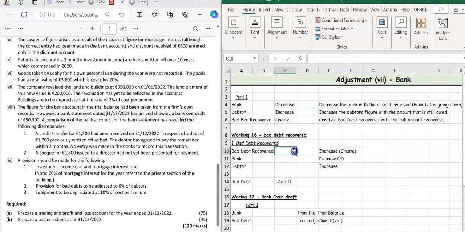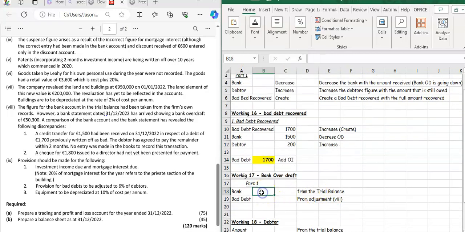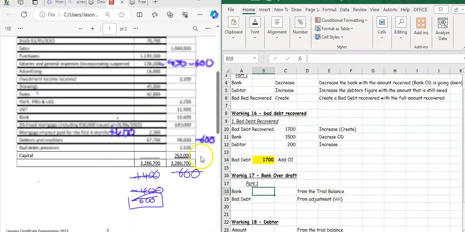So in this question here, your bad debt recovered is 1,700. Your bank is going to be 1,500. Increase or decrease your bank overdraft by 1,500. And the debtor then you're going to increase by 200. So your bad debt recovered, that's what you're creating. So that's going to be added onto your operating income. That's your figure, 1,700.